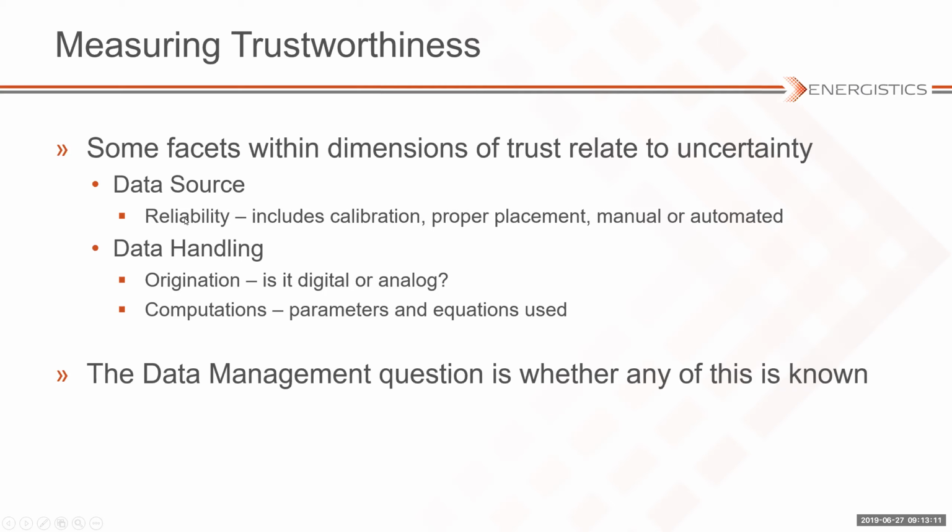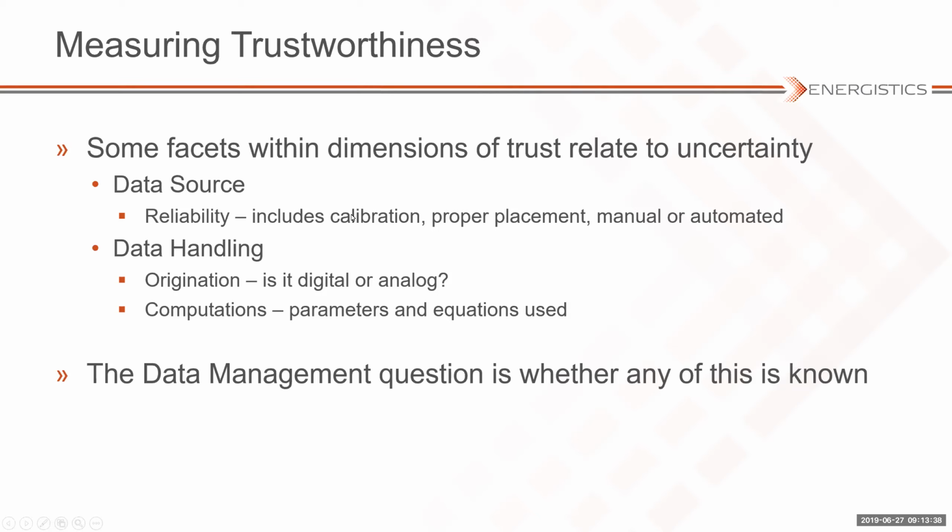So the reliability facet included things like, has the sensor been placed in the right place? Has it been calibrated? Was a reading automatically moved electronically from a sensor into a system, or did a human type a reading into a system? And those go to the reliability of that particular source of data, and obviously those all relate to measurements.